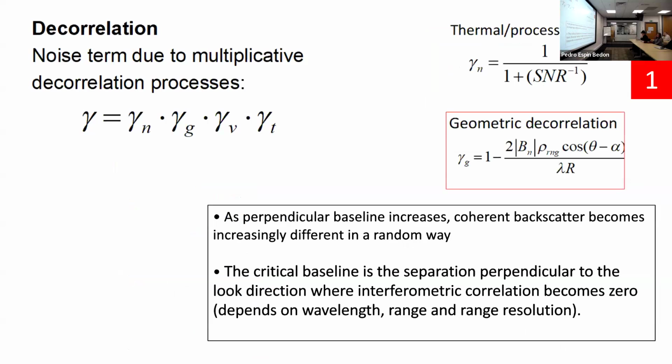If you use COSMO-SkyMed data, that comes from a constellation of 4 different satellites, and your baselines vary really massively. So you can have some perpendicular baselines which are within meters and some which are within kilometers. So the quality of your data is then primarily dominated by this effect, which is how large your perpendicular baseline is and what proportion of the image ends up being dominated by geometric decorrelation.